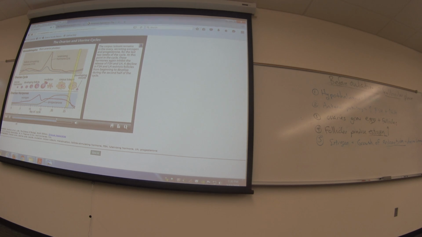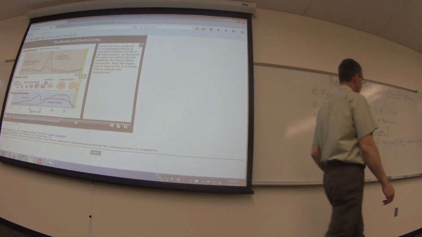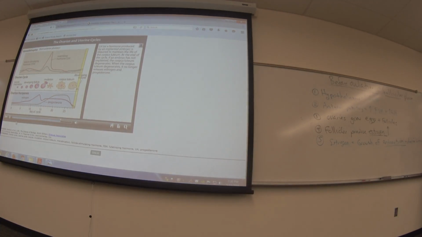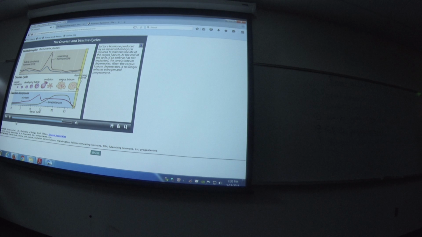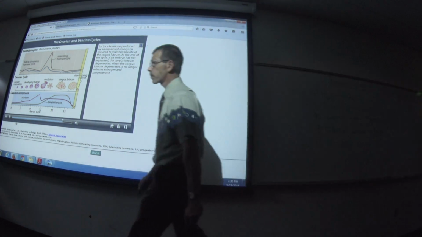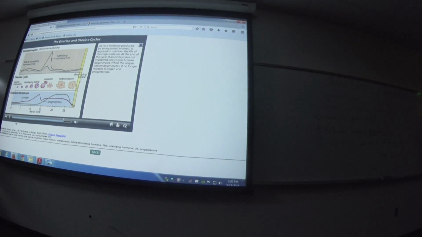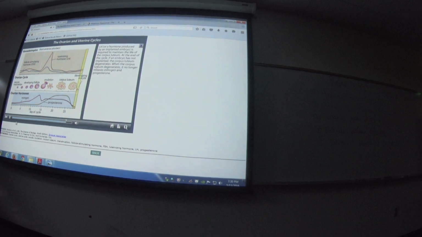Follicles from beginning to develop during the second half of the cycle. LH, or a hormone produced by an implanted embryo, is required to maintain the life of the corpus luteum. At the end of the cycle, if an embryo is not implanted, the corpus luteum degenerates. When the corpus luteum degenerates, it no longer releases estrogen and progesterone.